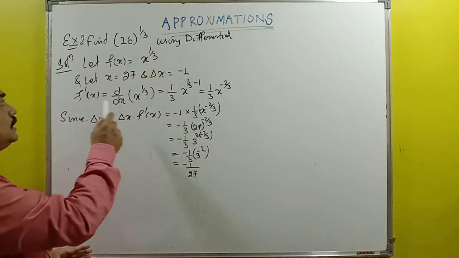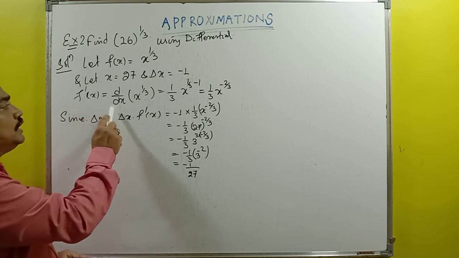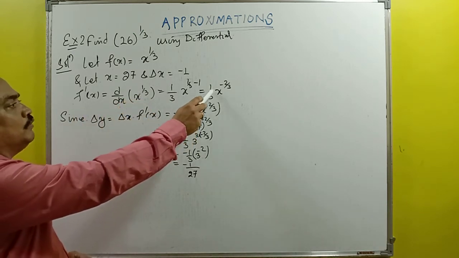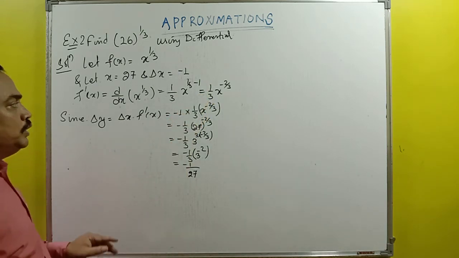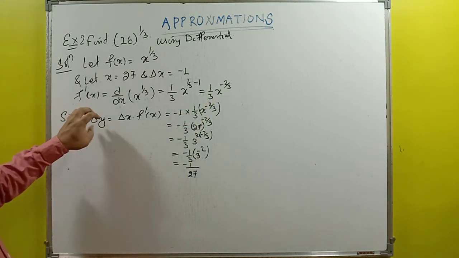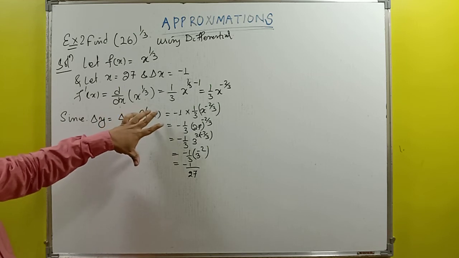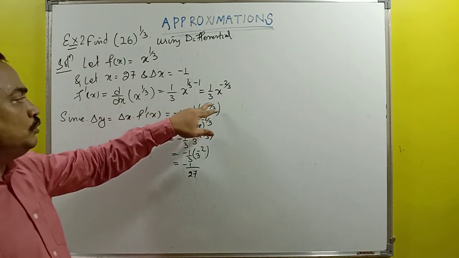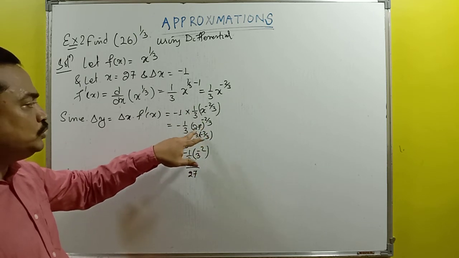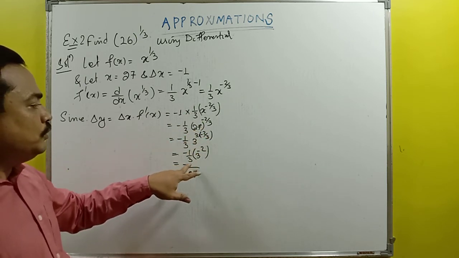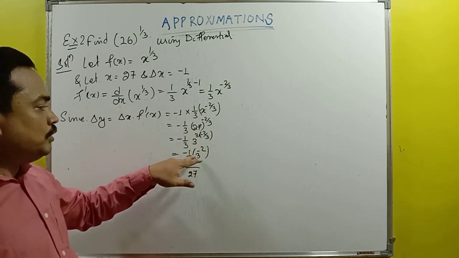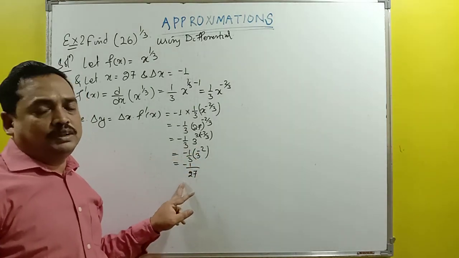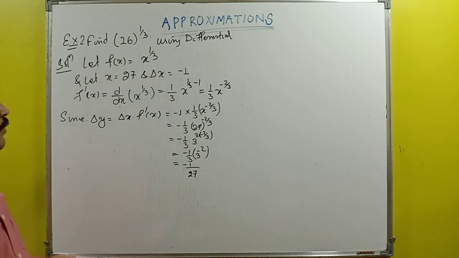Now the second step is over. Third step, f dash x, the derivative of x to the power 1 by 3, you are getting 1 by 3 x to the power minus 2 by 3. As we know, del y is equal to del x into f dash x. So this will give you minus 1 into 1 by 3 x to the power minus 2 by 3. X value replaced by 27, that will be equal to minus 1 by 3, 3 to the power minus 2, that means minus 1 by 27. This is your del y you have got.